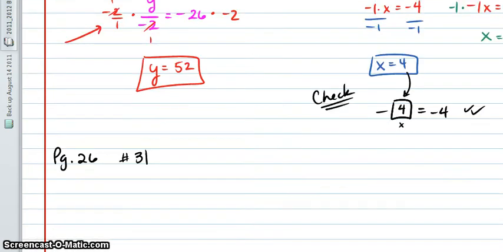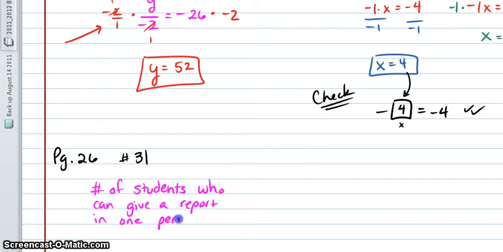So let's define our variable. What don't we know? What are we trying to find? Well, we're trying to find the number of students who can give a report in one period. And let's go ahead and set that equal to S. Okay. So the number of students who can give a report in one period.